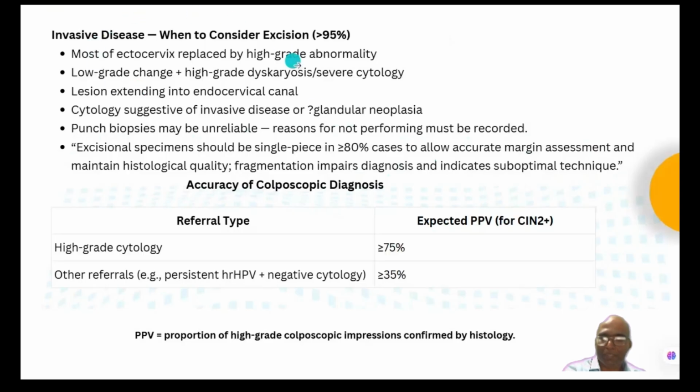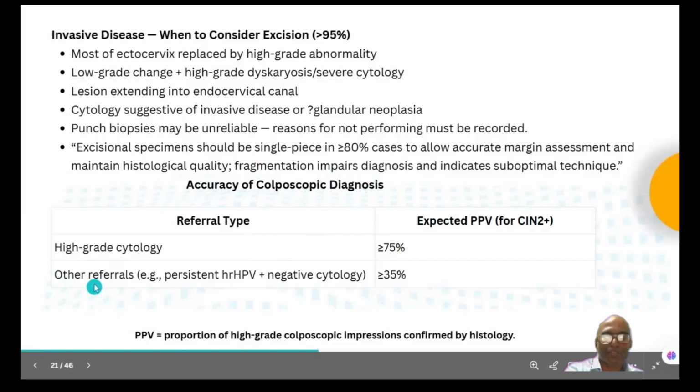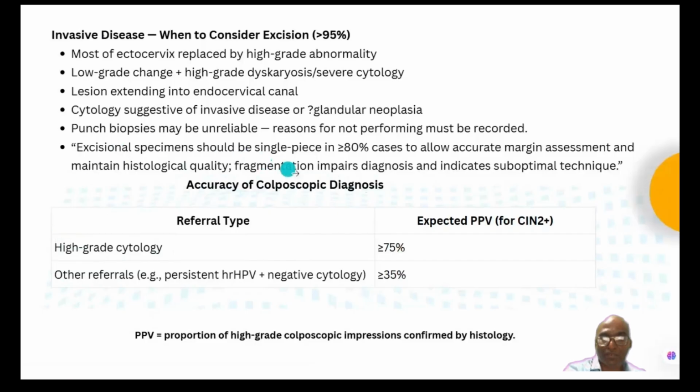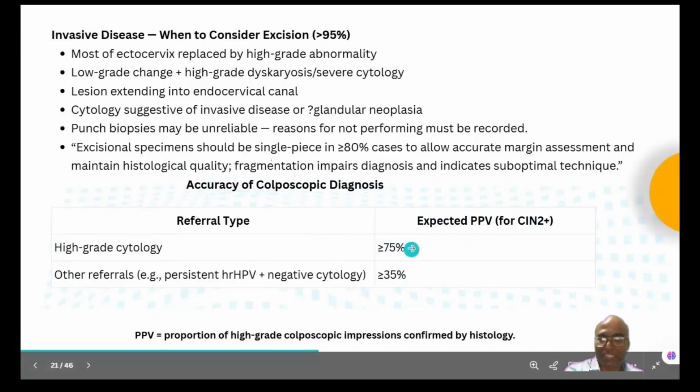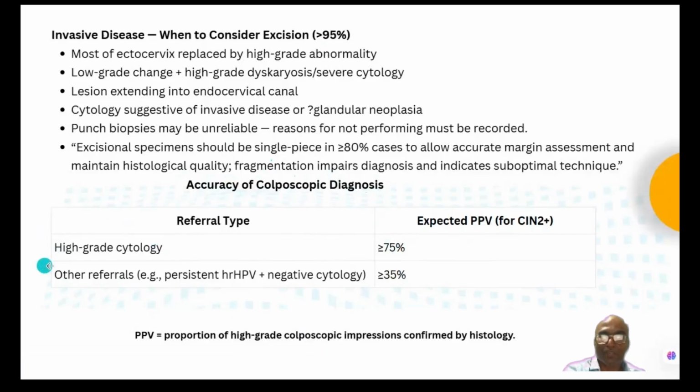So when you do the colposcopy, your colposcopic impression and your previous cytology reports are going to be very, very important. Accuracy of colposcopic diagnosis is the positive predictive value. That means you mention the colposcopic impression as high grade or low grade. Suppose your high grade cytology is there and you are doing the colposcopy and taking the biopsy. In that particular case, the positive predictive value of getting CIN2 plus is more than 75%. That means your background cytology is very, very important.